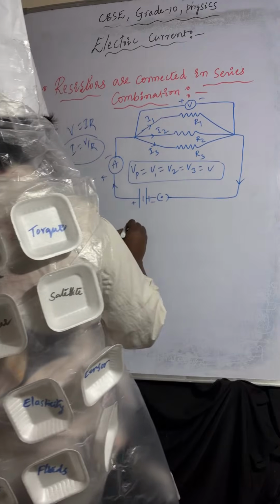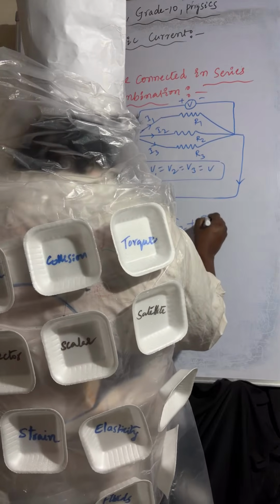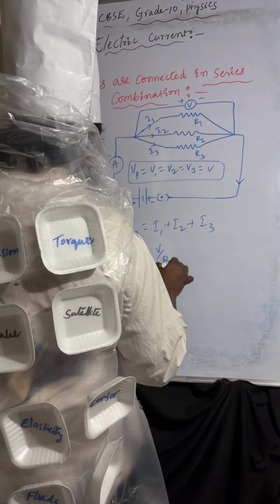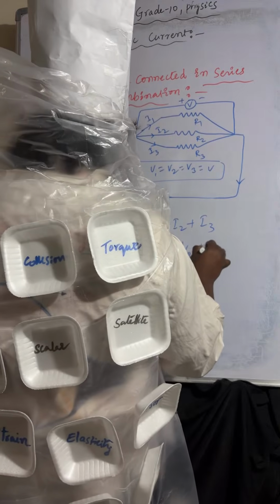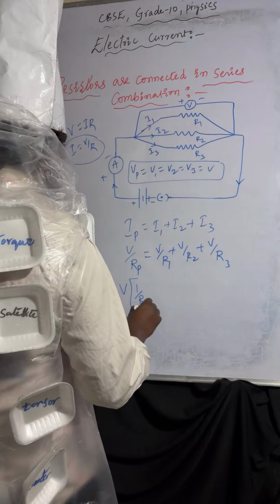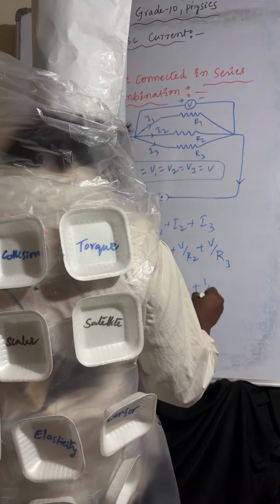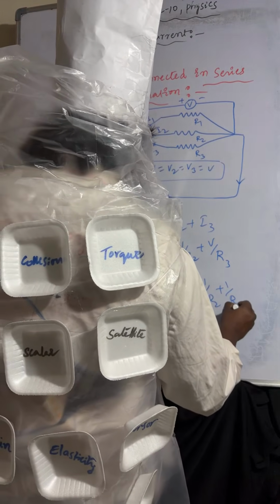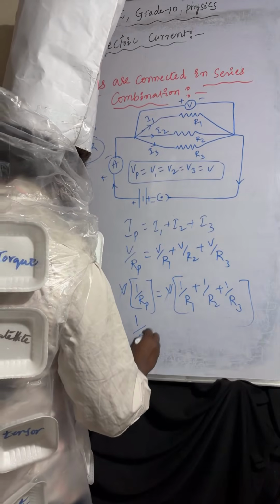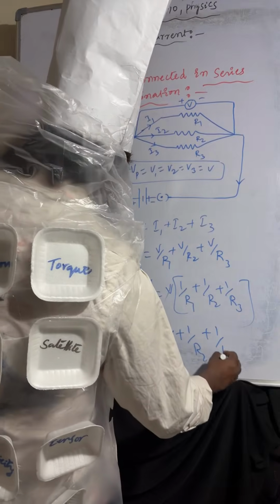Understood? Then Ip equal to I1 plus I2 plus I3. That is nothing but V by Rp equal to V by R1 plus V by R2 plus V by R3. So now I am taking V common. 1 by Rp equal to V into 1 by R1 plus 1 by R2 plus 1 by R3. V and V get cancelled. So 1 by Rp equal to 1 by R1 plus 1 by R2 plus 1 by R3.